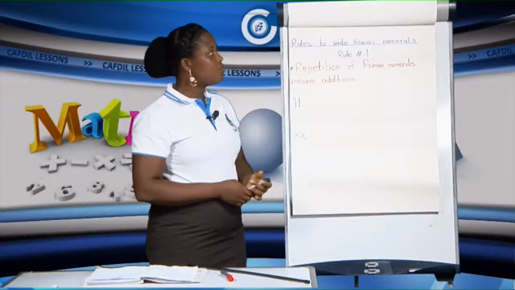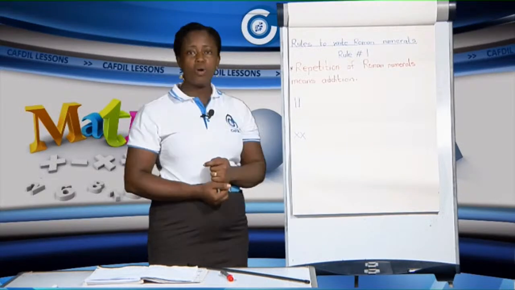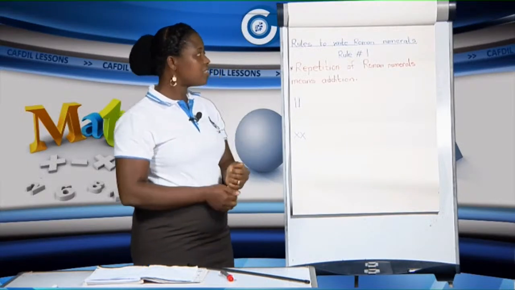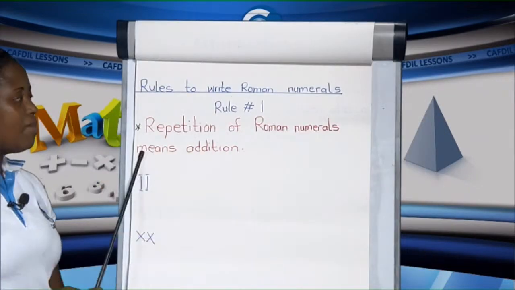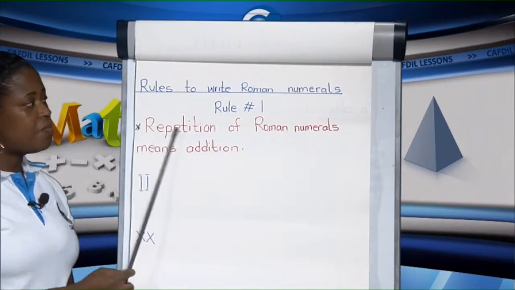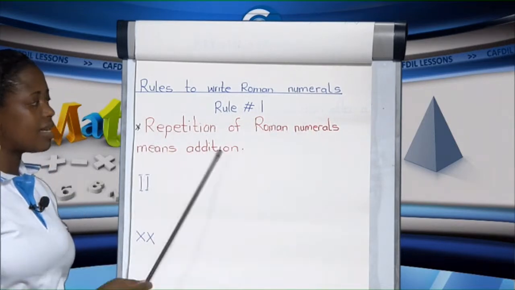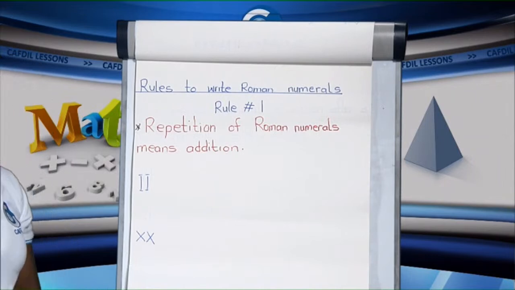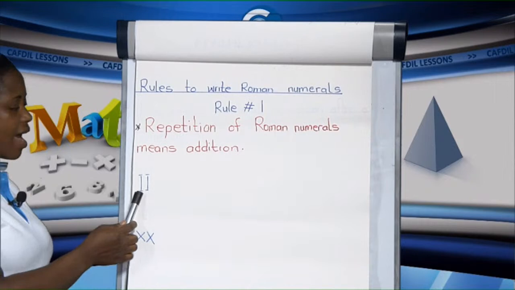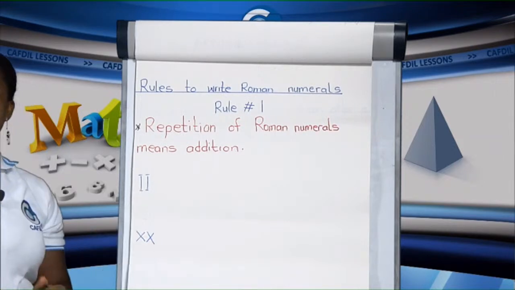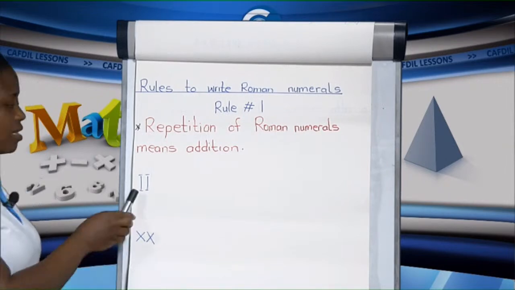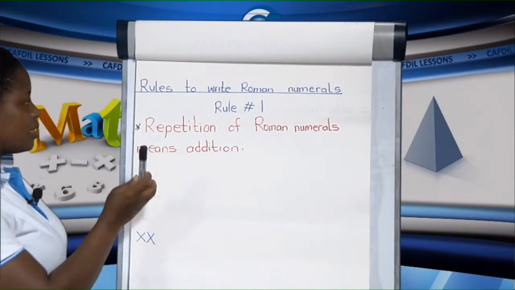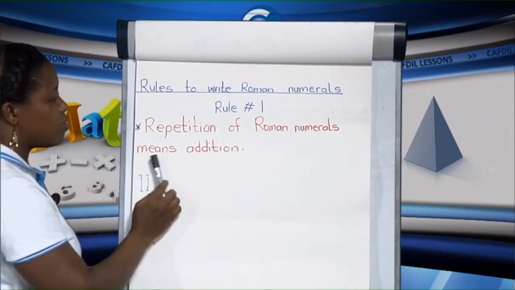Rules to write Roman numerals. The first one is repetition of Roman numerals. Repetition of Roman numerals means addition. What does this mean? For example, we have I to be 1. In the Arabic numeral, I is 1. So they are saying repetition of Roman numerals means addition.